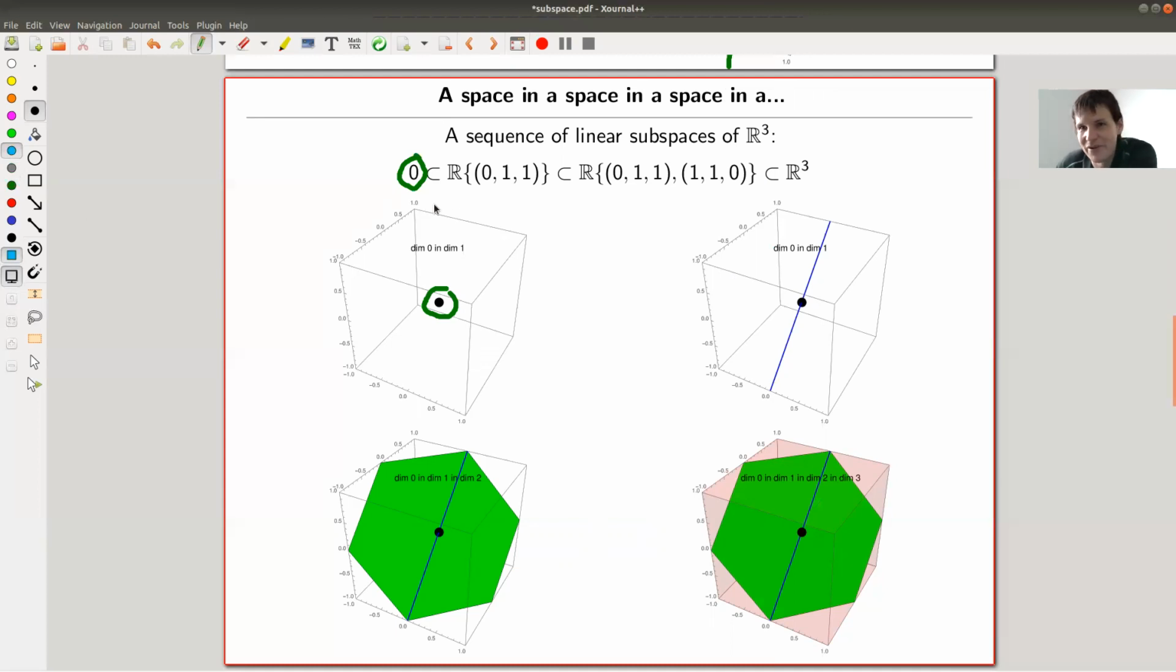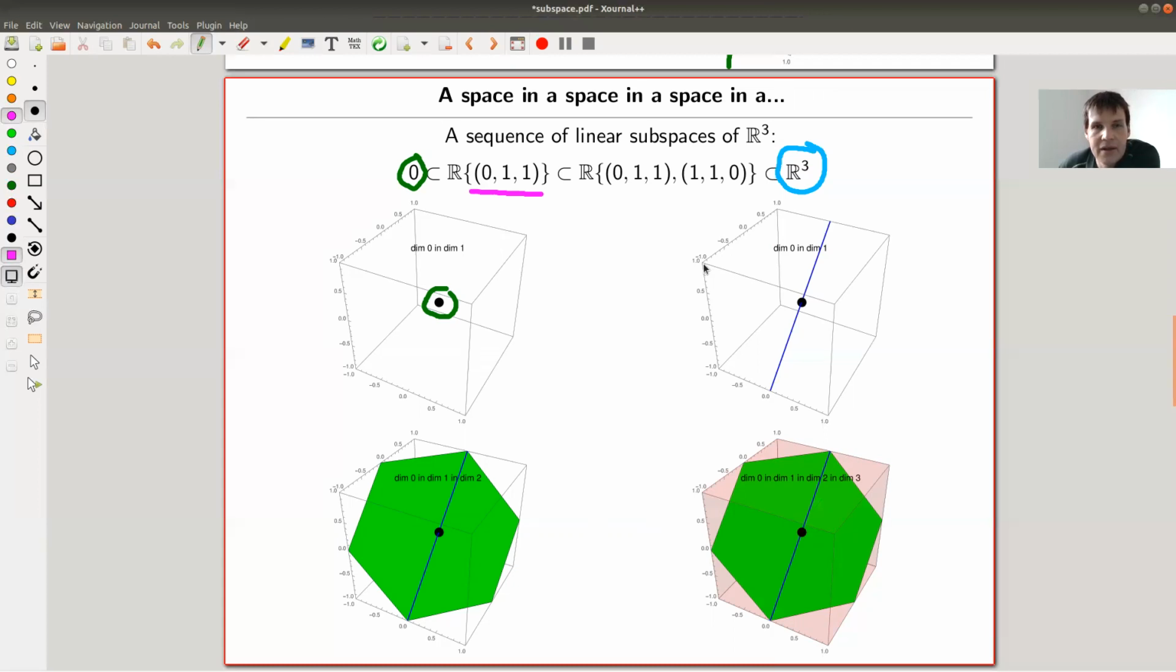A little bit more exciting. Of course, this is kind of a boring example. And there's another boring example. It's a bit more exciting, but it's still boring. The whole space itself is also a subspace. Those are usually called the two trivial subspaces. There's not much to say about it. More exciting are really the other ones.